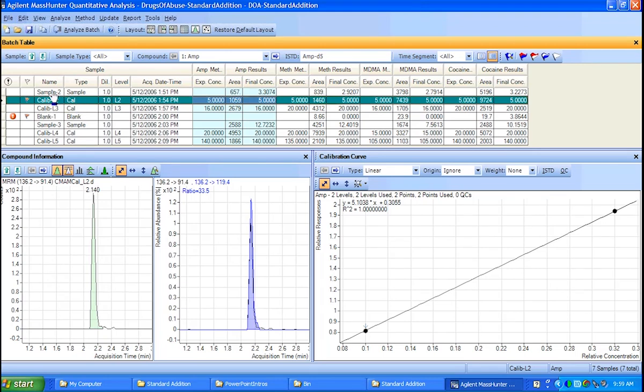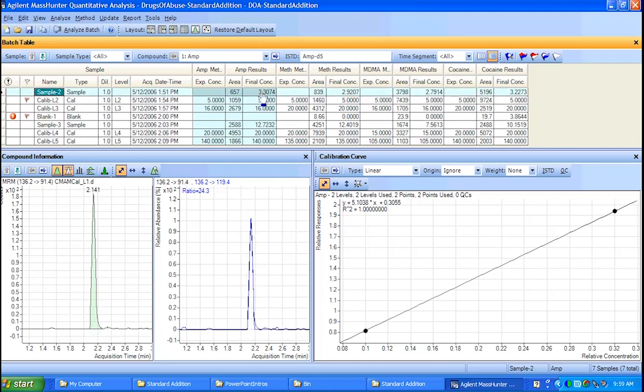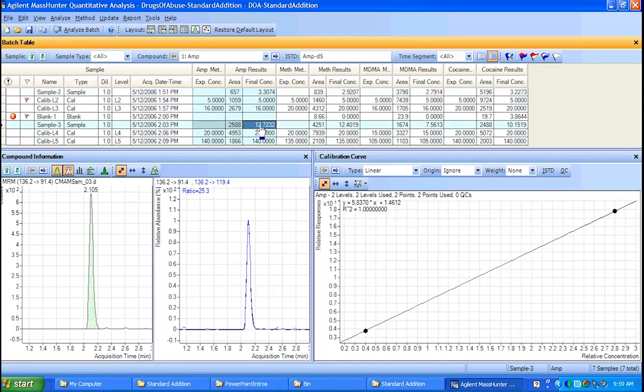Now, with that assumption in place, you can see I've got basically two samples here. A sample that has a determined concentration related to the calibration samples that are following it, then a blank, and then again another sample with calibration samples that follow. So that gives you a picture of how standard addition needs to be set up to work. Notice, of course, that the calibration curve is linear and the origin is ignored, weighting none. That will be done by default.